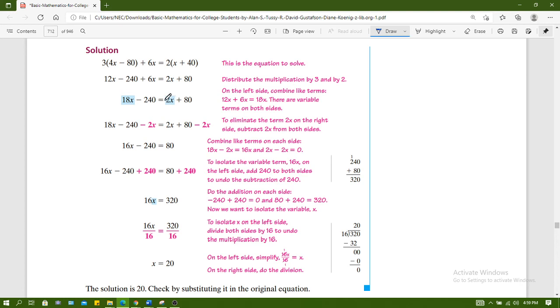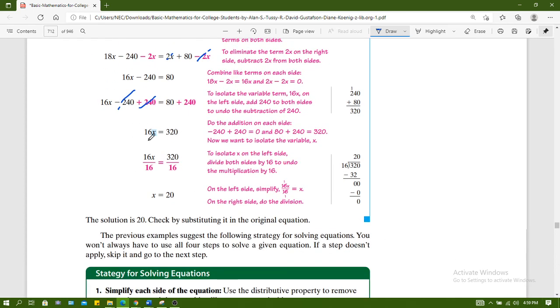So first, you need to subtract 2x from each side, subtraction property of equality, so that all your variable terms will be on the left side. So 18x minus 2x will be 16x. Still, you have negative 240. But here, you can cancel them out. So what is left is 80. Since this is subtraction, you need to add 240 to each side, which will make this as 0, so you will retain 16x, and 80 plus 240 will become 320.